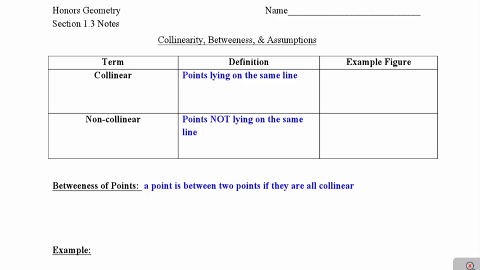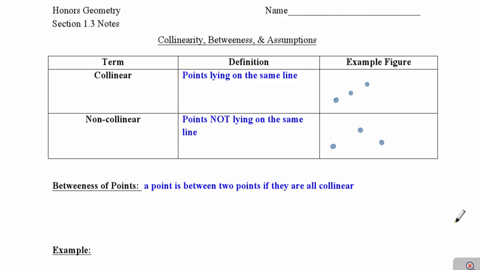So an example of this would look like this. There you have 3 points. You can draw a straight line through, therefore they are collinear. Non-collinear, on the other hand, are points not lying on the same line. So here would be an example of 3 non-collinear points, because there is no way that we could draw a straight line through those 3 points.